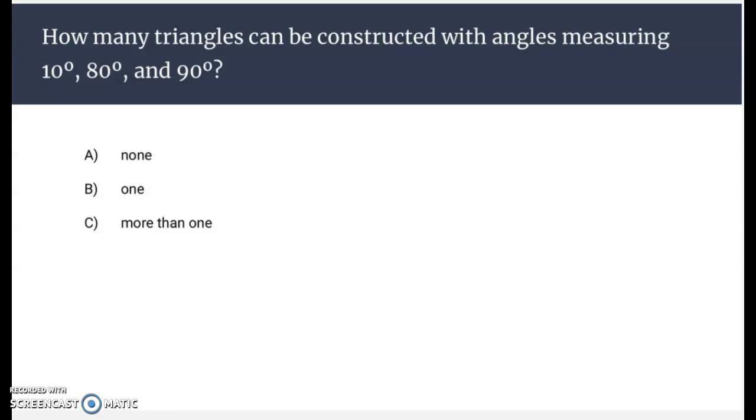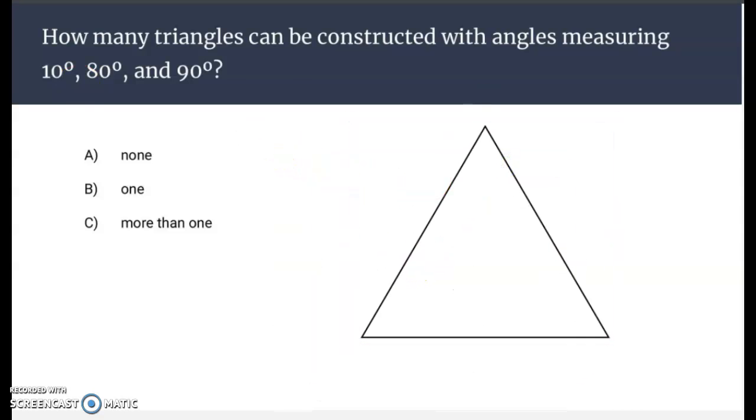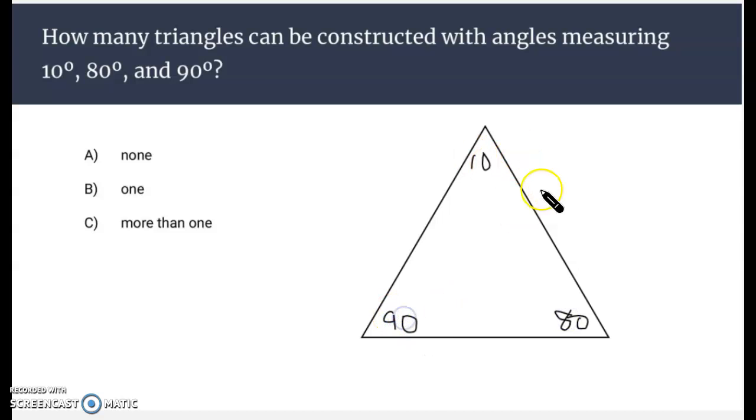First question, how many triangles can be constructed with angles measuring 10, 80, and 90? Alright, well, let's get a generic triangle constructed here. One angle is 10, one angle is 80, one angle is 90. And yeah, this is not drawn correctly, but just for our purposes here, how many triangles? So do they add up to 180? Yes, 90 plus 80 is 170, 170 plus 10 equals 180.